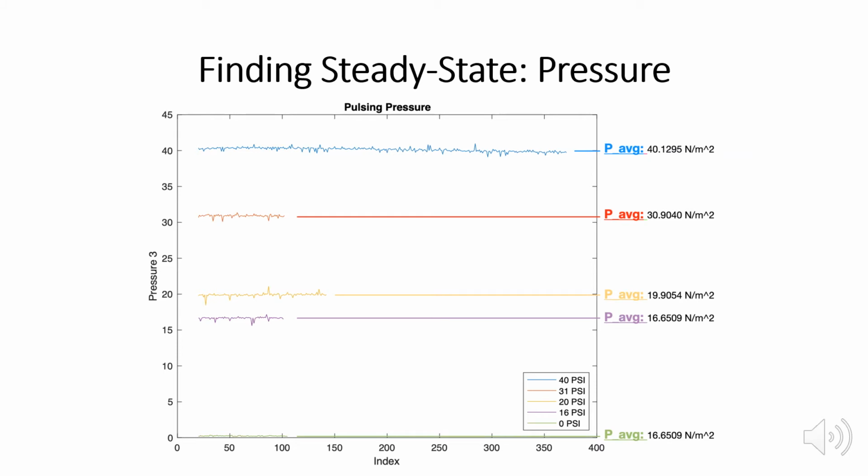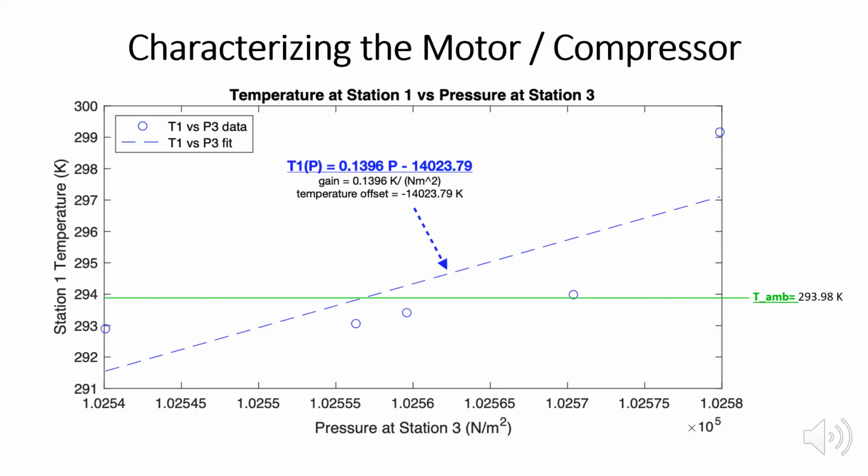As seen in the plot, pressure at station 3 tends to be constant for each individual nominal PSI. Therefore, the average can be taken to represent steady state pressure. To characterize the steady state behavior of the motor and compressor, we collected values of temperature and pressure for 0, 16, 20, 31, and 40 psi.